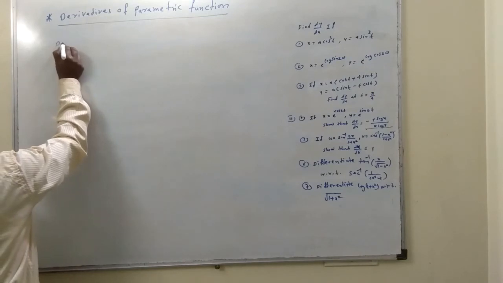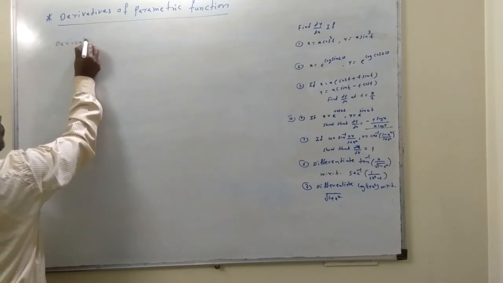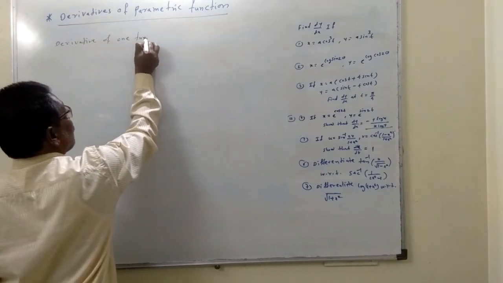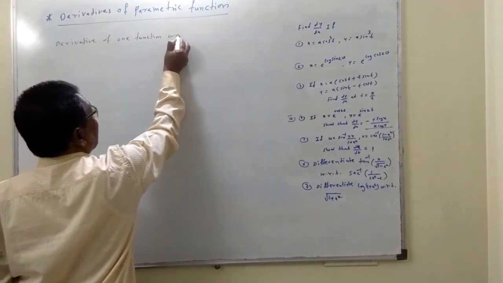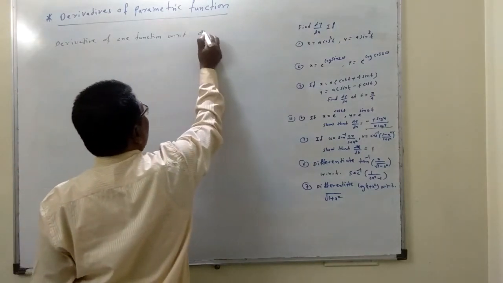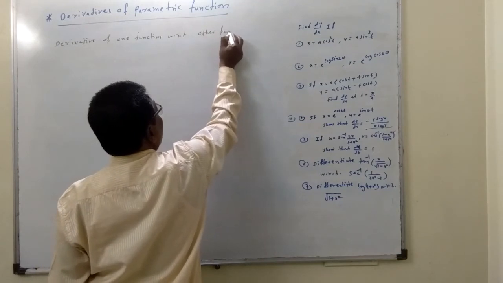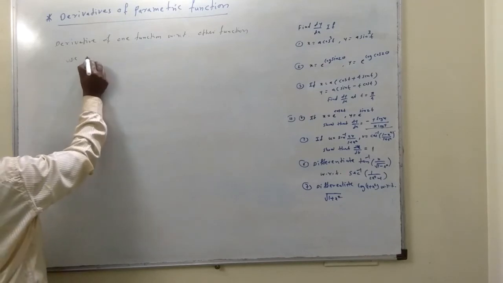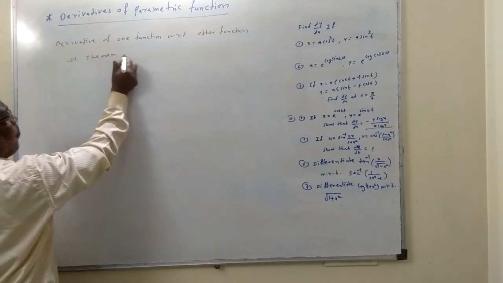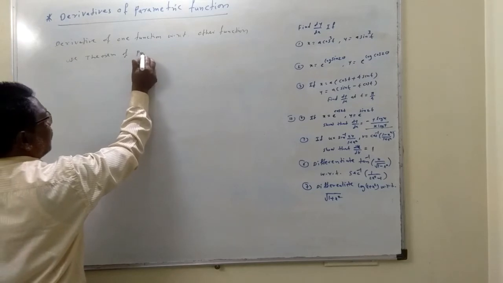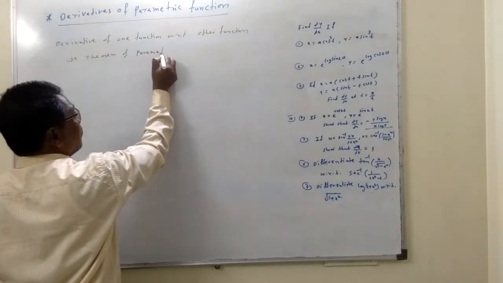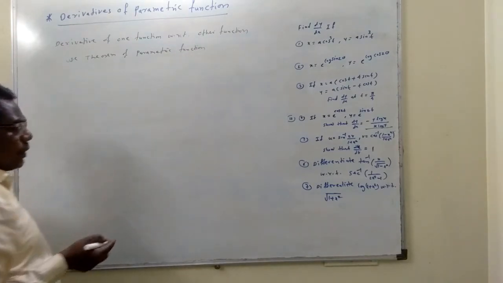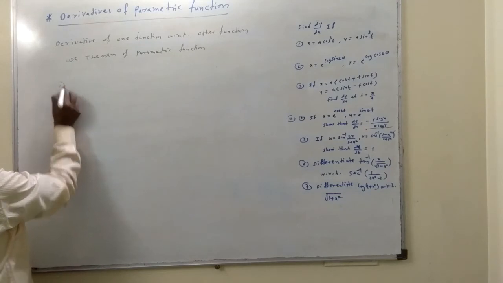So the derivative of one function with respect to another function, use the theorem of parametric function. So now we will solve the sixth example.